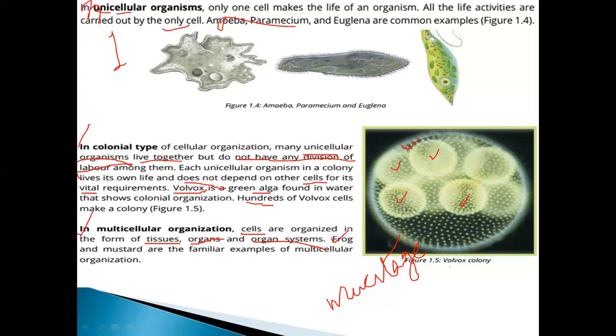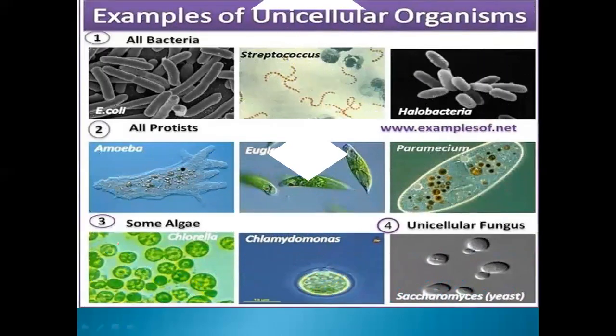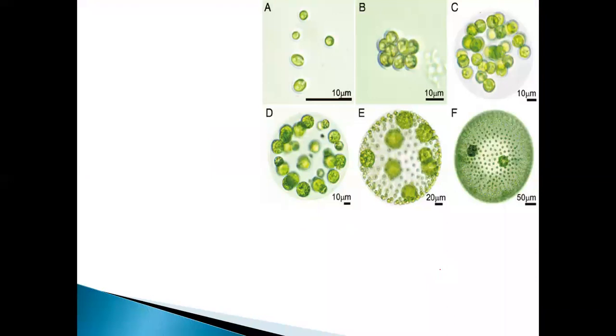In your book, the best examples given are the frog, and from the plants, mustard. They are multicellular organisms. Now we will see some examples of unicellular organisms. These are all bacteria, but look, they have formed colonies. They stick together. This is amoeba, euglena, and paramecium. They are all protists. There are some algae. You can see Chlamydomonas algae and a unicellular fungus called yeast.